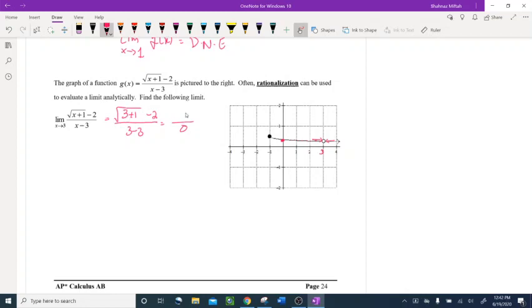And square root of 4 is 2. 2 minus 2 is 0. So I got 0 over 0. Now, do you see I have a square root?